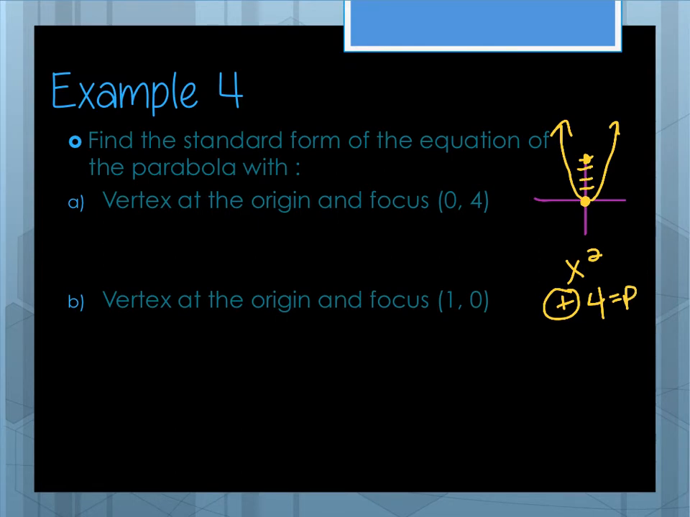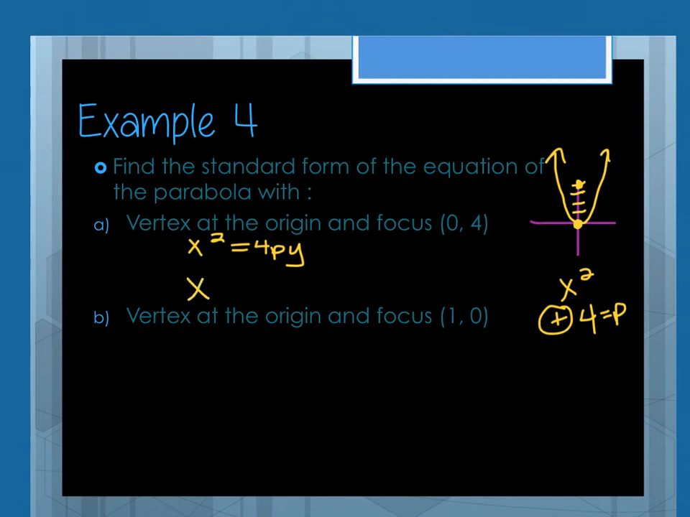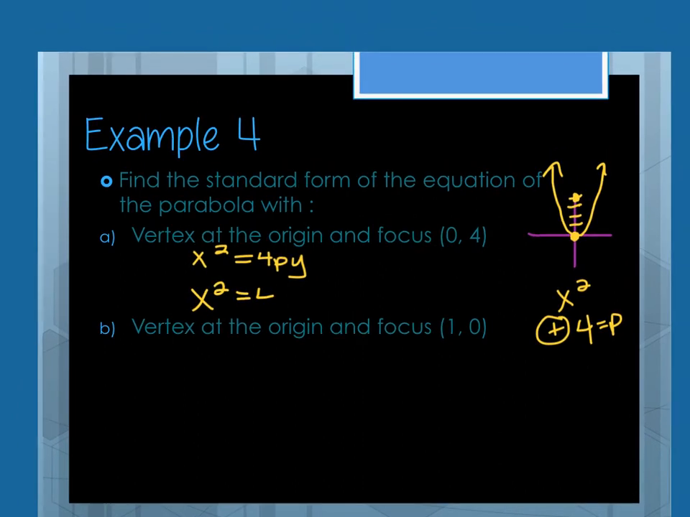So I know it's a positive 4 because it points up. I know my vertex is at my origin and x is squared, so this is going to be an x squared equals 4py equation. And I get x squared equals 4 times positive 4 times y. So x squared equals 16y.